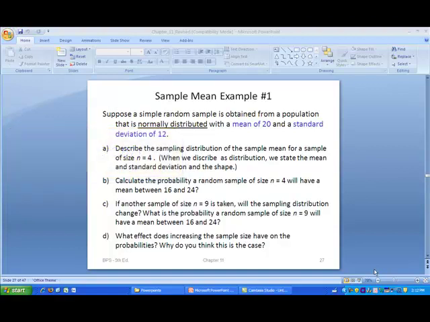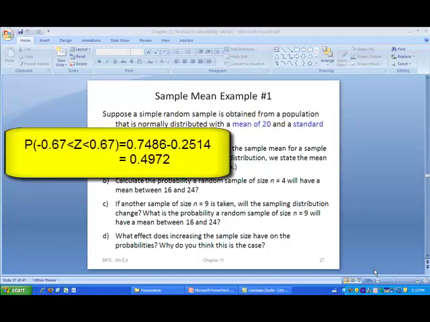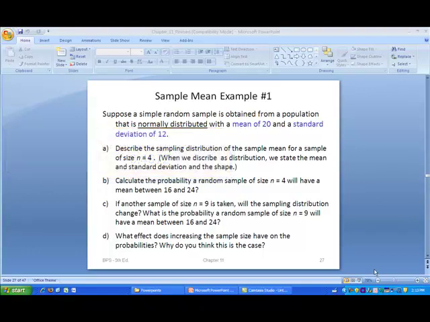And by using table A, remember how we do the in-between, you take the probability that goes with the bigger number, minus the probability that goes with the smaller number. So I'm going to take 0.7486 minus 0.2514, and that equals 0.4972. So the probability that the random sample of size 4 will have a mean between 16 and 24 is 0.4972.